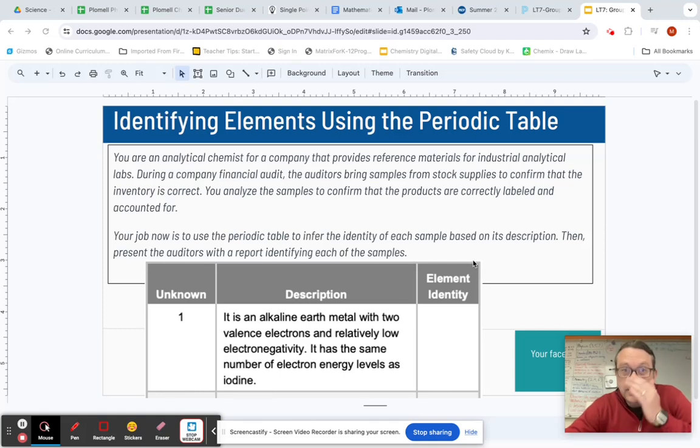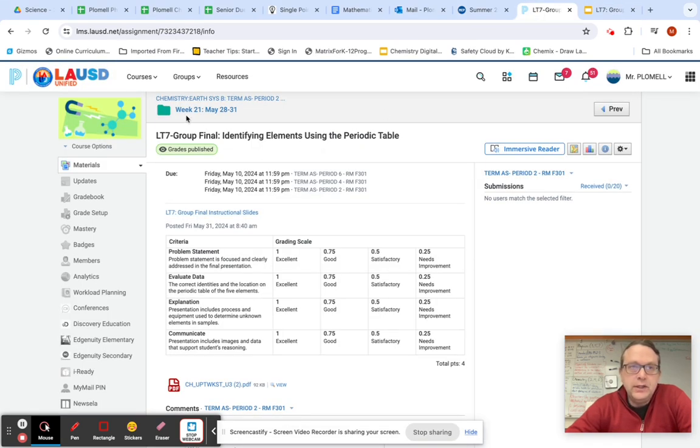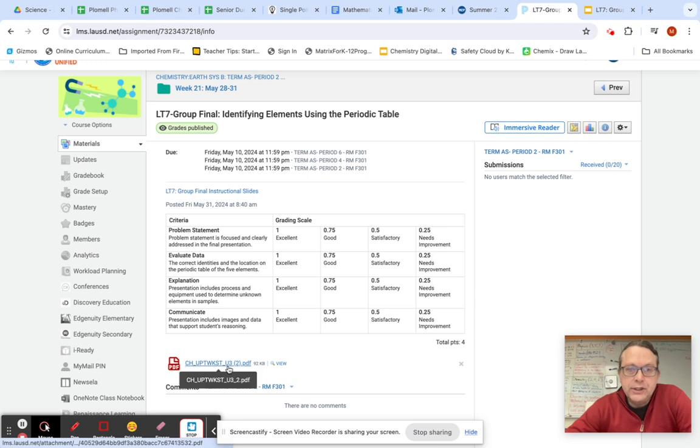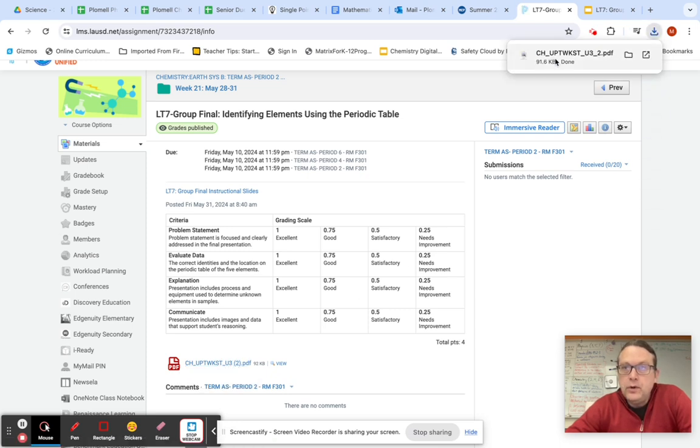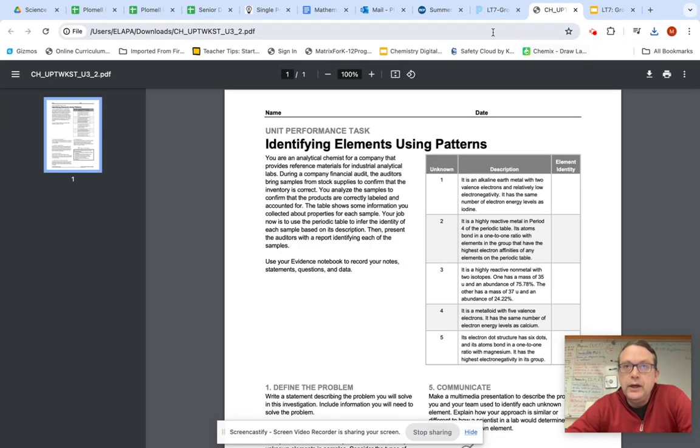Good morning. This is your identifying elements using the periodic table LT7 group challenge. The assignment is in the week 21 folder where you will find these slides that I'm presenting with, your criteria for full credit, and the PDF worksheet, which has your detailed instructions to follow.